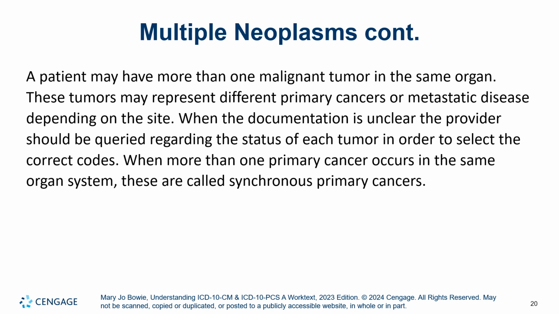Okay, a patient may have more than one malignant tumor in the same organ. These tumors may represent different primary cancers or metastatic disease, depending on the site. When the documentation is unclear, the provider should be queried regarding the status of each tumor in order to select the correct codes. When more than one primary cancer occurs in the same organ system, these are called synchronous primary cancers.